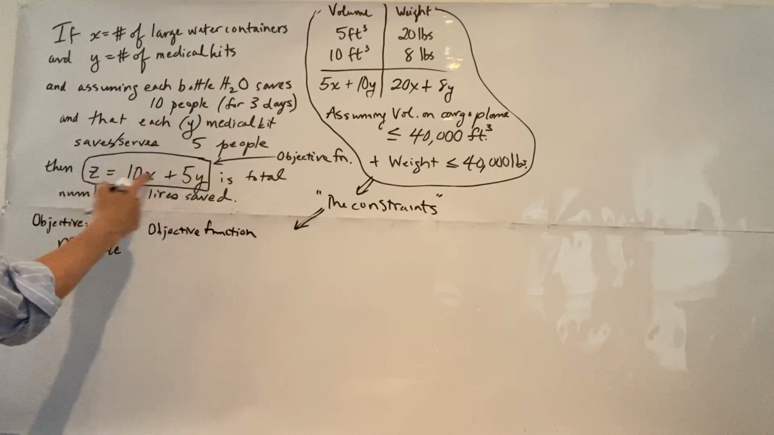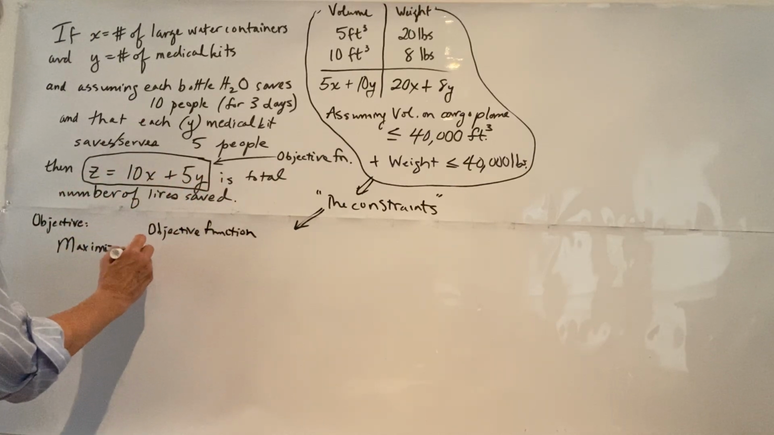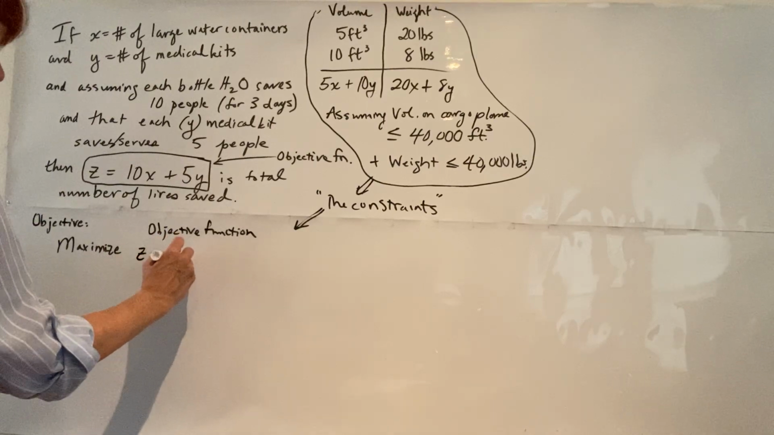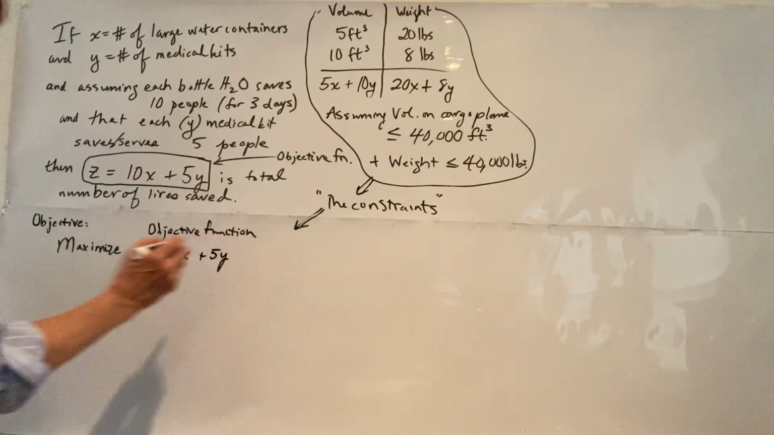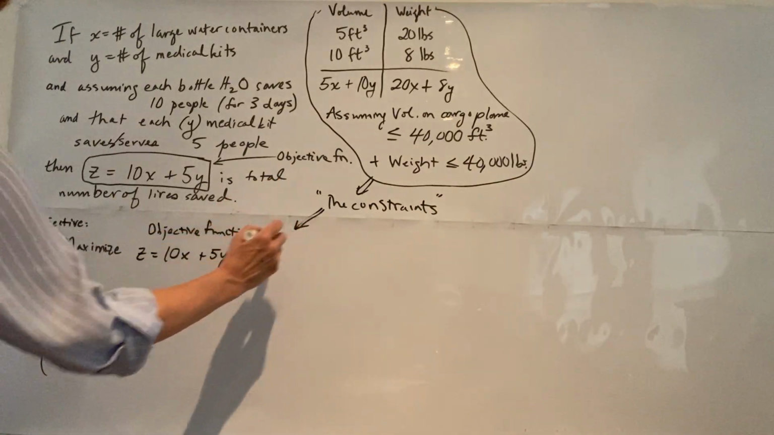Which we've created to be equal to the number of lives saved. So we're going to maximize z equal to 10x plus 5y, subject to these constraints. Here they come.